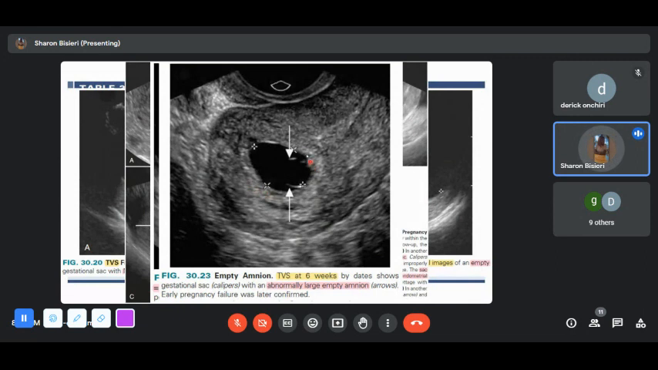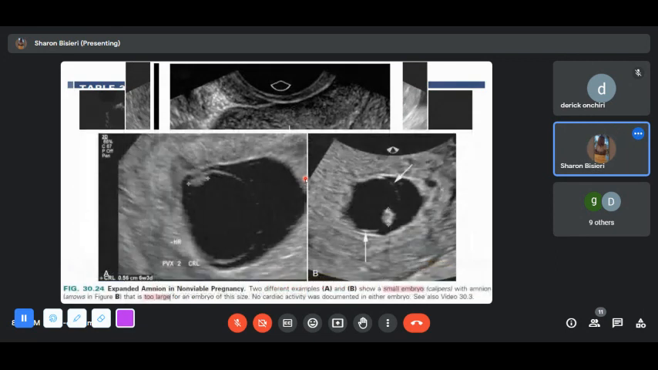Next, this next image shows our gestational sac. It's a transvaginal ultrasound showing the uterus with a gestational sac within it, and then we can clearly make out the amniotic cavity, but we are not seeing any embryonic pole within it. So an empty amnion is also a sign of early pregnancy failure.